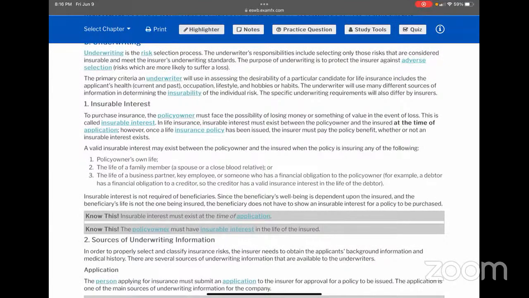Insurable interest. We talked about this earlier. To purchase insurance, the policy owner must face the possibility of losing money or something of value in the event of a loss. This is called insurable interest. In life insurance, insurable interest must exist between the policy owner and the insured at the time of application. Once a life insurance policy has been issued, the insurer must pay the policy benefit whether or not an insurable interest exists.